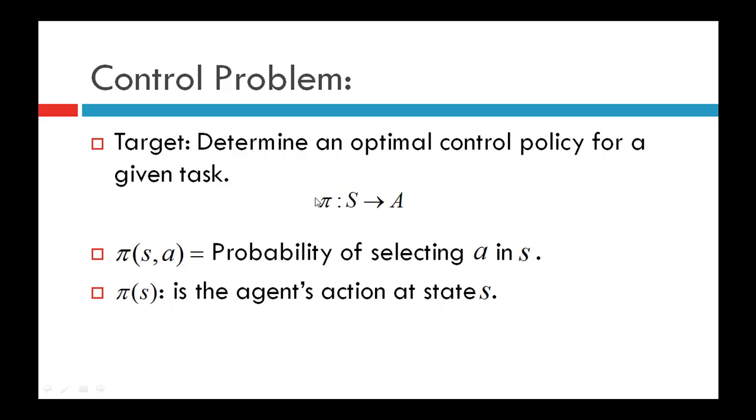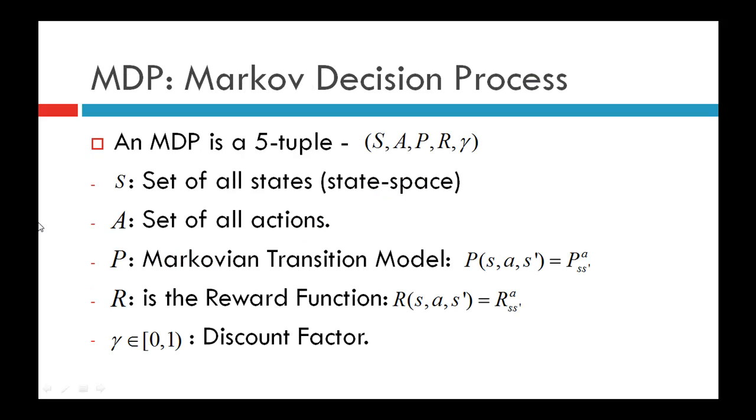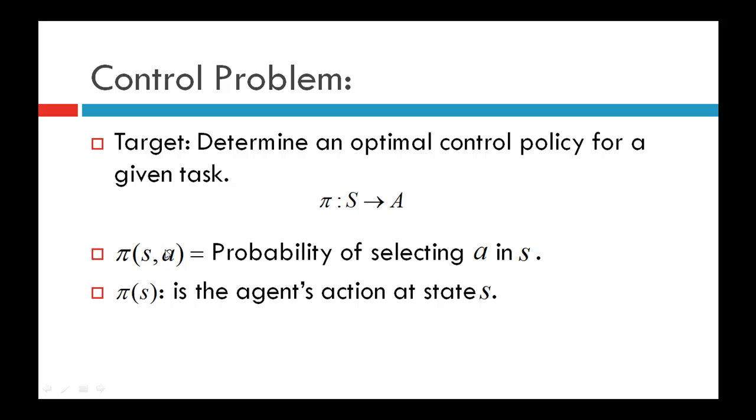Pi is a mapping from states to actions. That is, if the policy is a deterministic policy, then it will basically assign an action to each particular state. But if the policy is not a deterministic policy, then it will assign the probability of taking a particular action A in a state S, and this is denoted by pi(S, A), which is basically the probability of selecting action A in a state S. If pi is an optimal policy, then it will give the best possible action, and by pi(S) we denote the action that the agent takes in state S. That is, pi(S) defines the agent's action in state S. Pi(S, A) defines the probability of taking action A in state S.